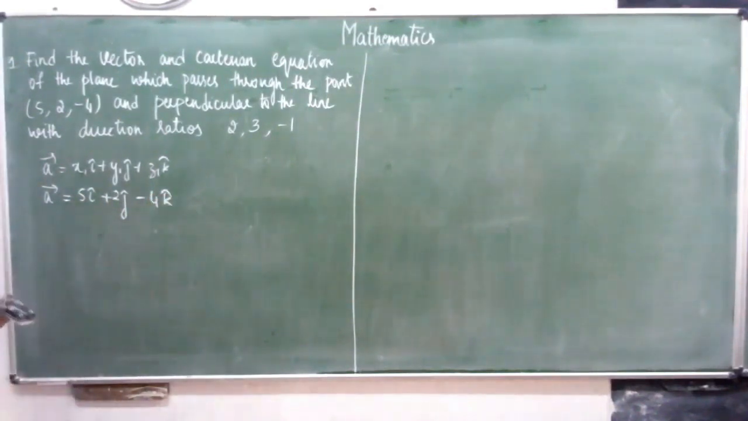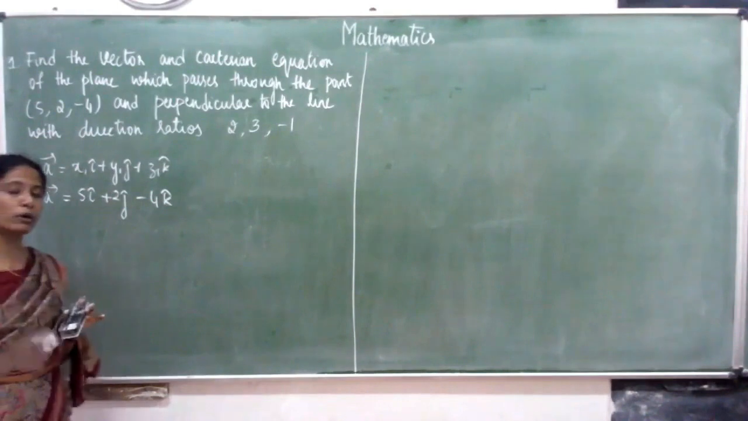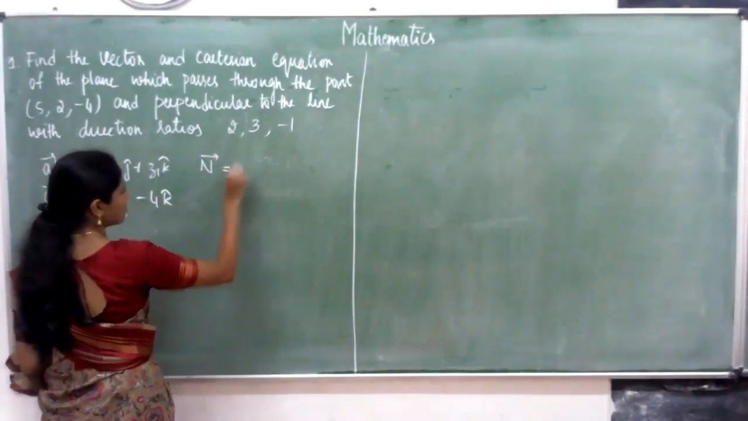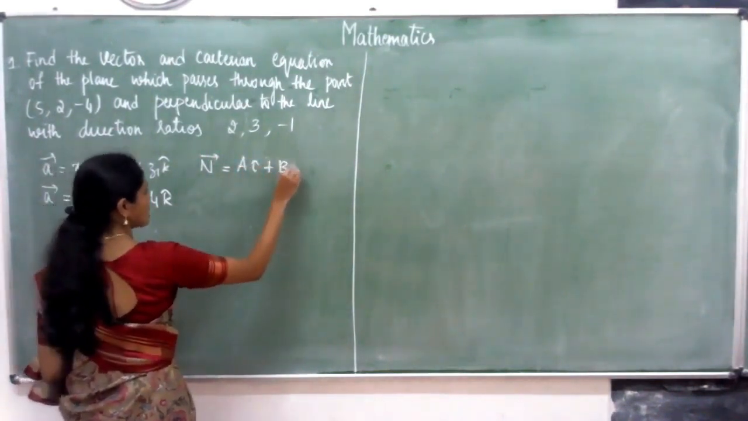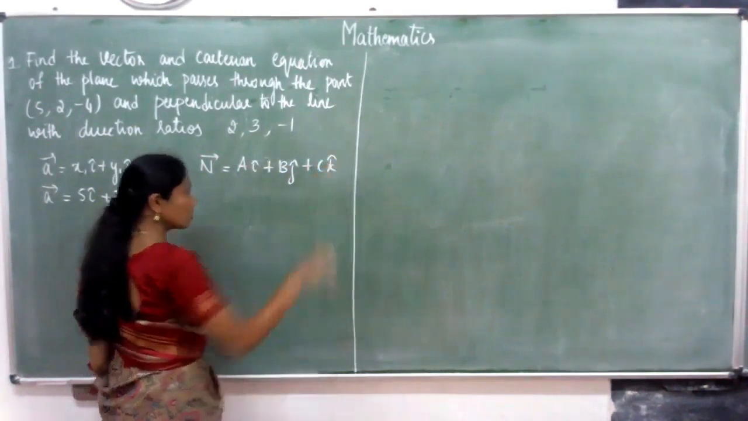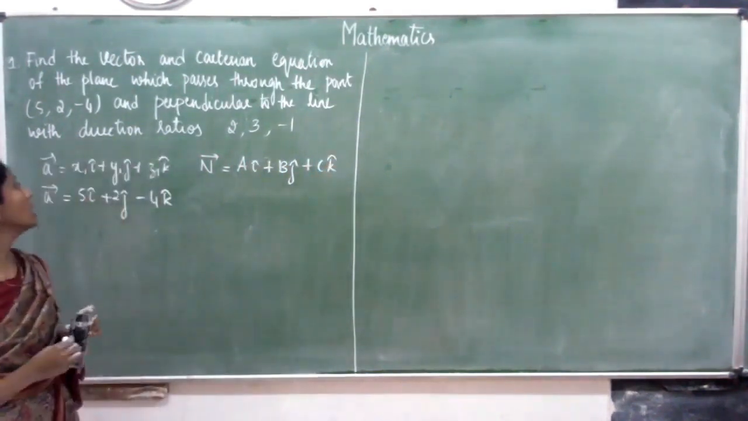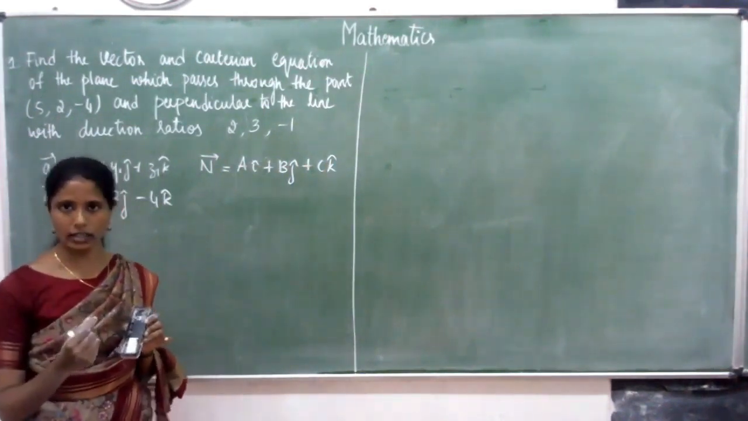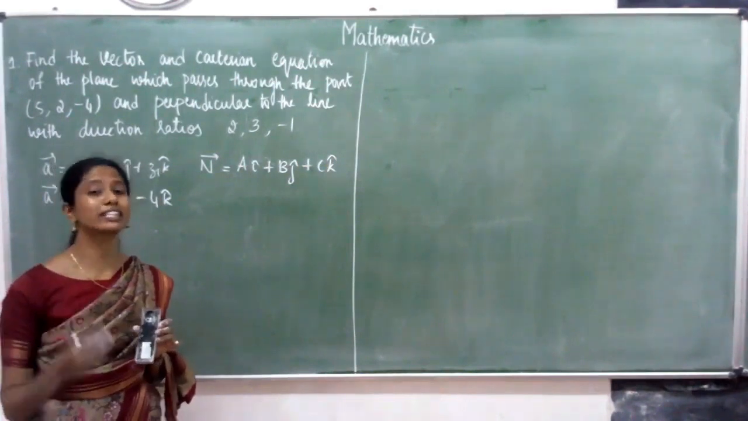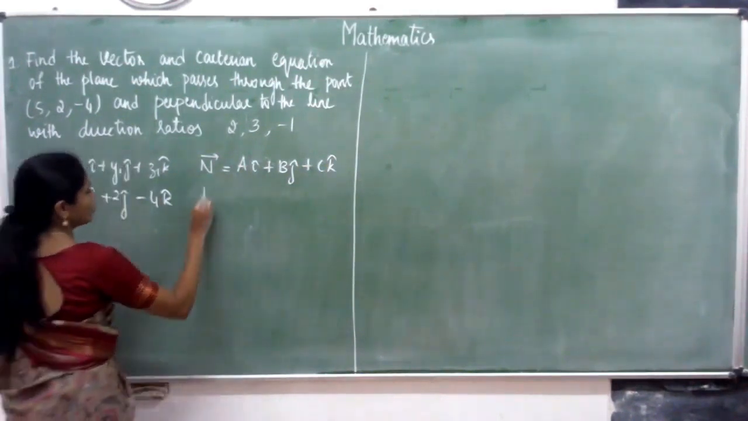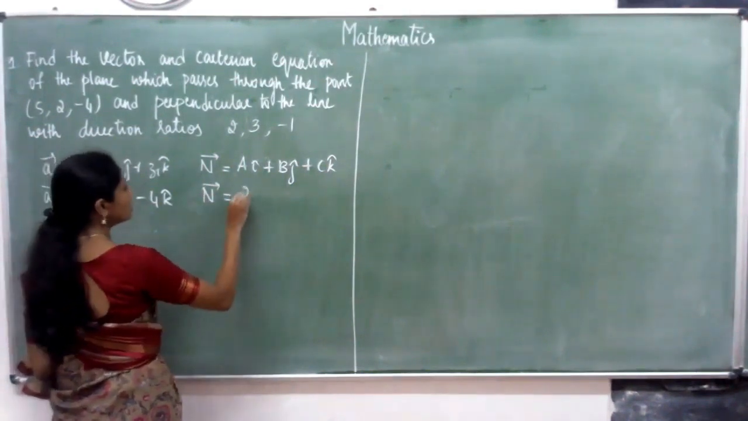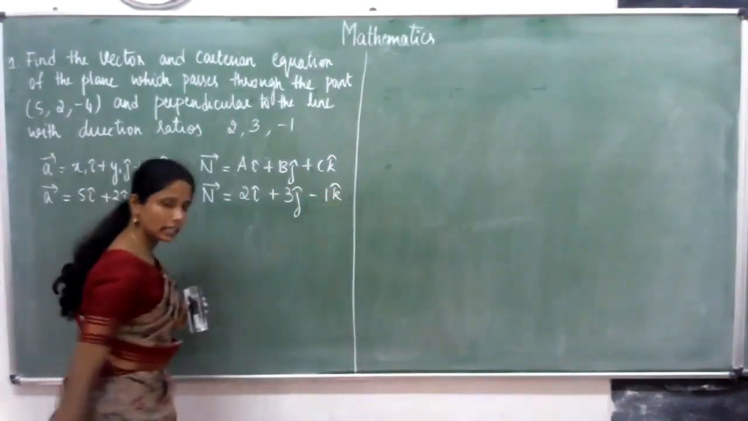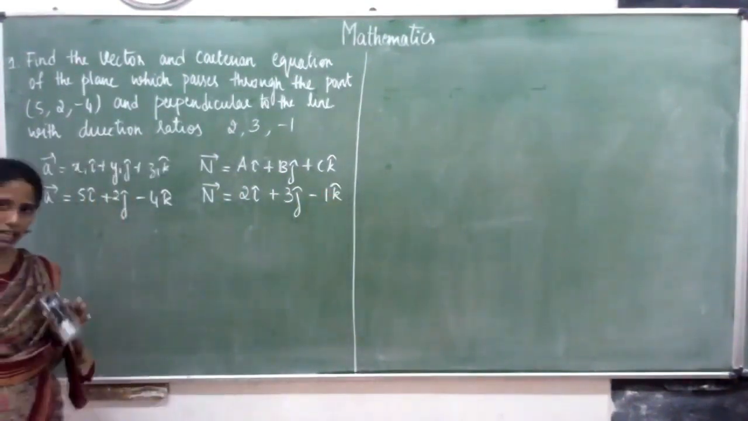Next, the line which was perpendicular to the plane, it was the vector N. So vector N is given by ai cap plus bj cap plus ck cap. Here also they have given the direction ratios. From the direction ratios, we can write the vector, because the direction ratios represent the scalar components of a vector. Therefore, vector N is equal to 2i cap plus 3j cap minus 1k cap. So now we know what is vector A and what is vector N.